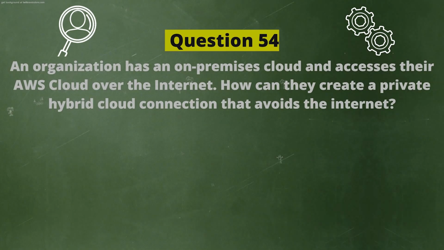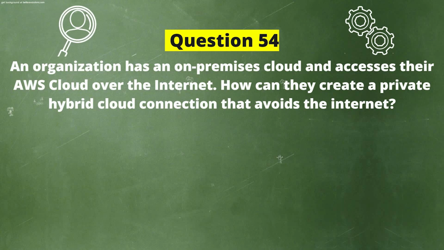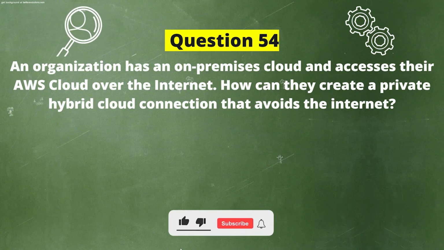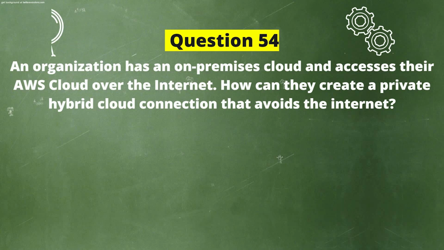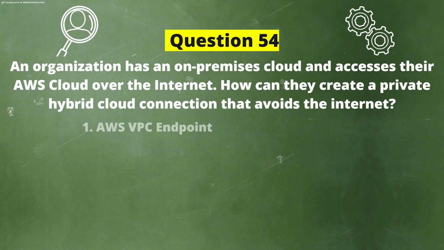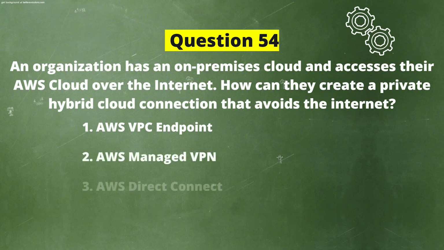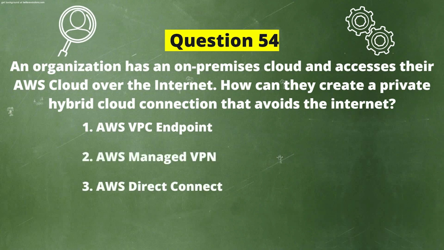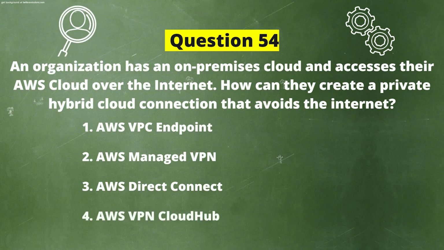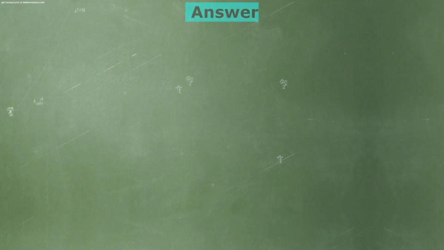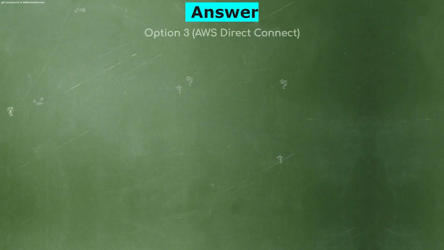Question 54. An organization has an on-premises cloud and accesses their AWS cloud over the internet. How can they create a private hybrid cloud connection that avoids the internet? Now, the options are: Option 1. AWS VPC endpoint. Option 2. AWS Managed VPN. Option 3. AWS Direct Connect. Option 4. AWS VPN CloudHub. And the correct answer is option 3.